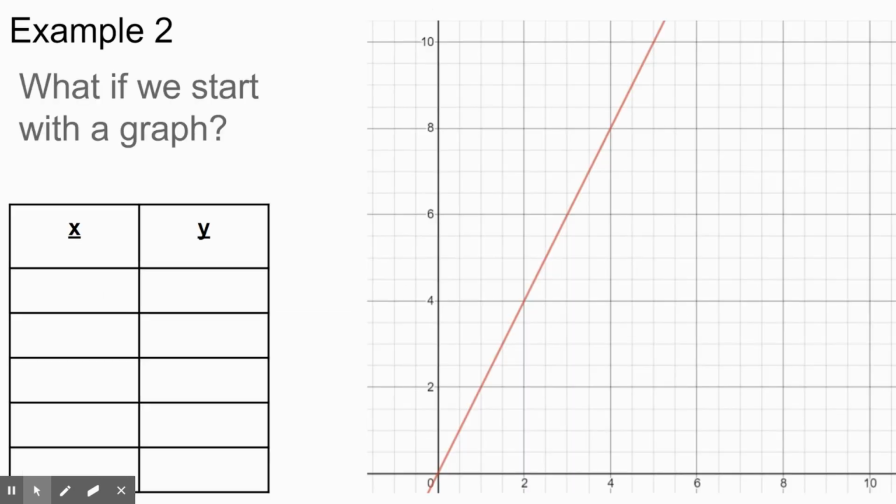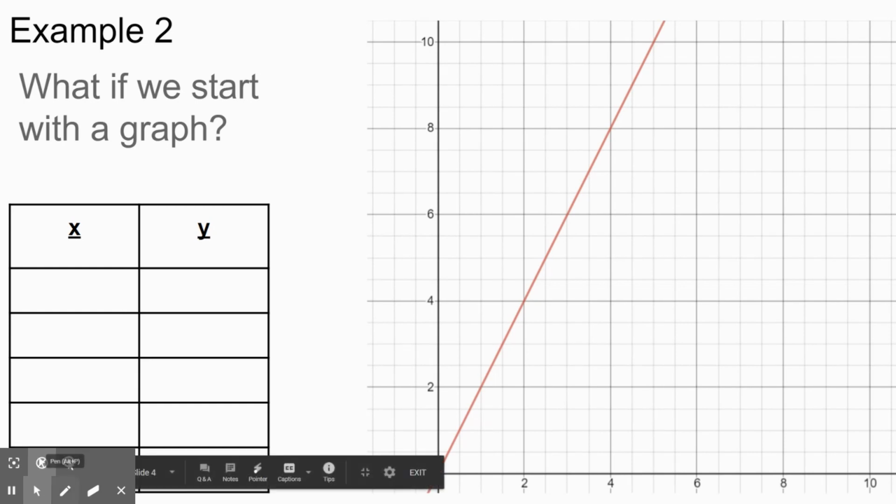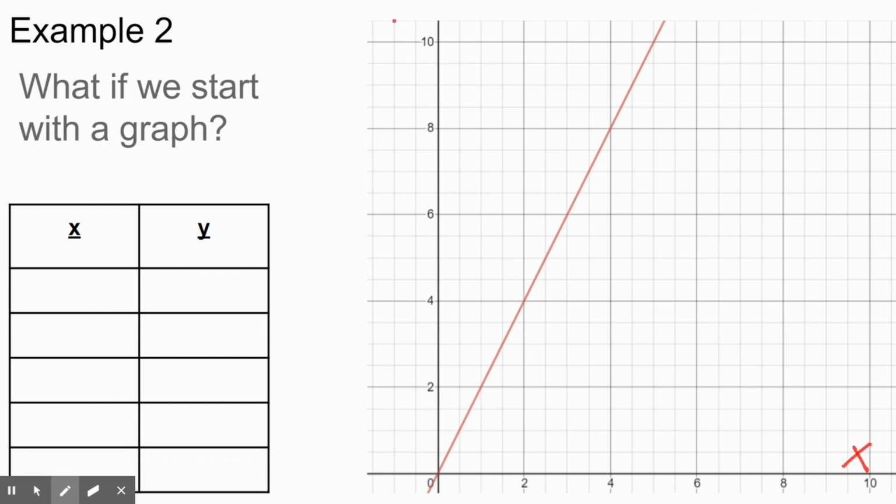So let's look at another example. This time, we're starting with a graph. So the first thing we need to do here is label our axes, because I noticed that they're not labeled. This is x. Remember, x is lying down, and y is standing above going, why?